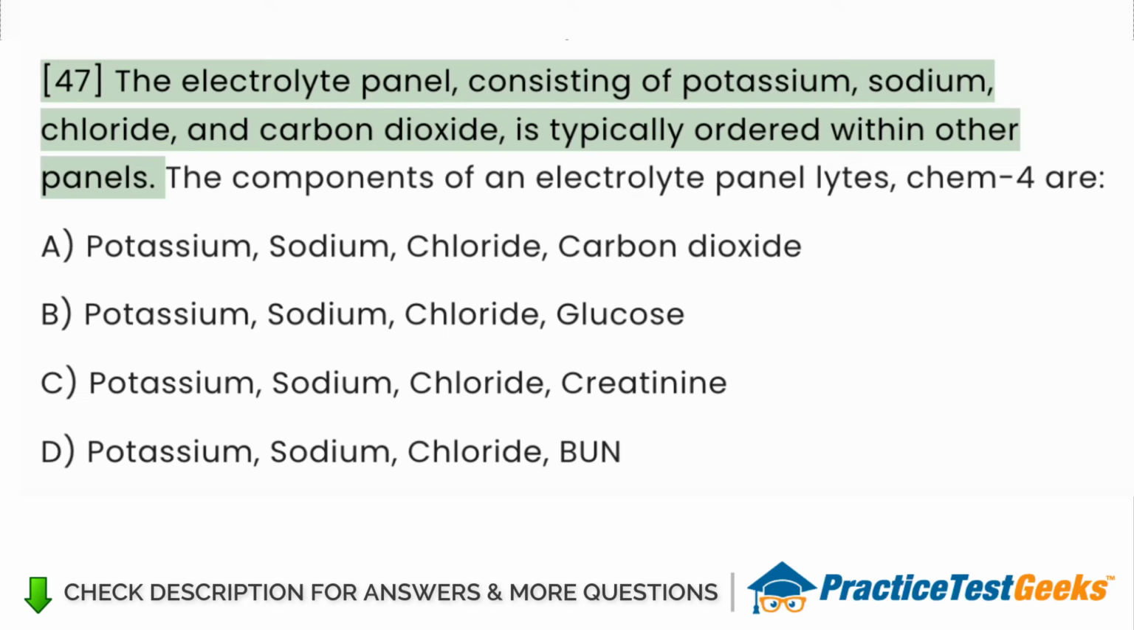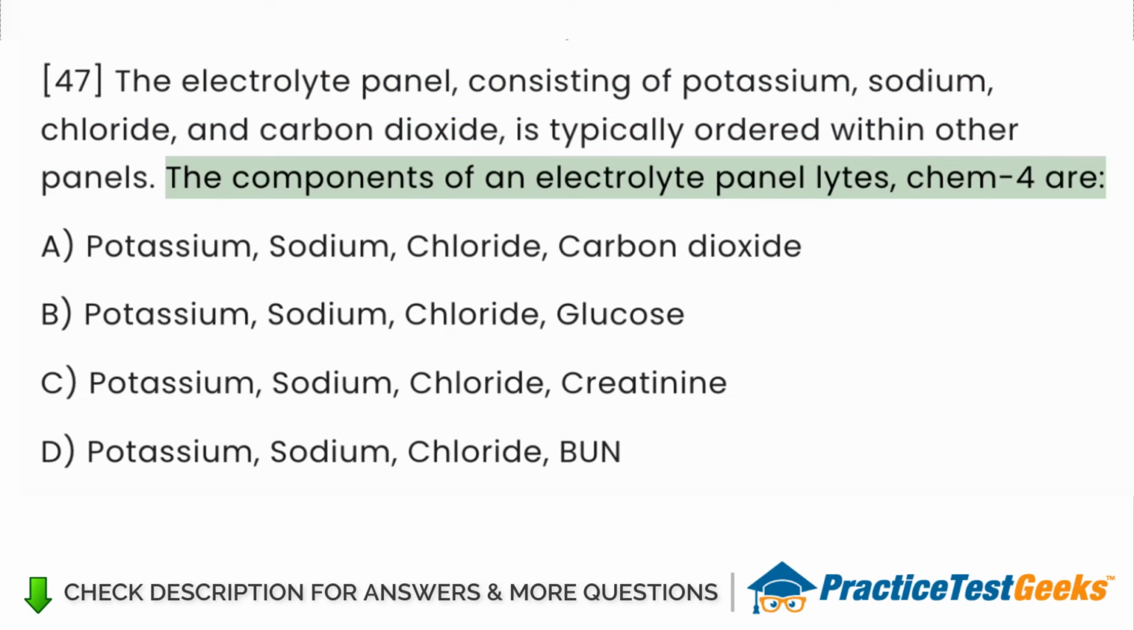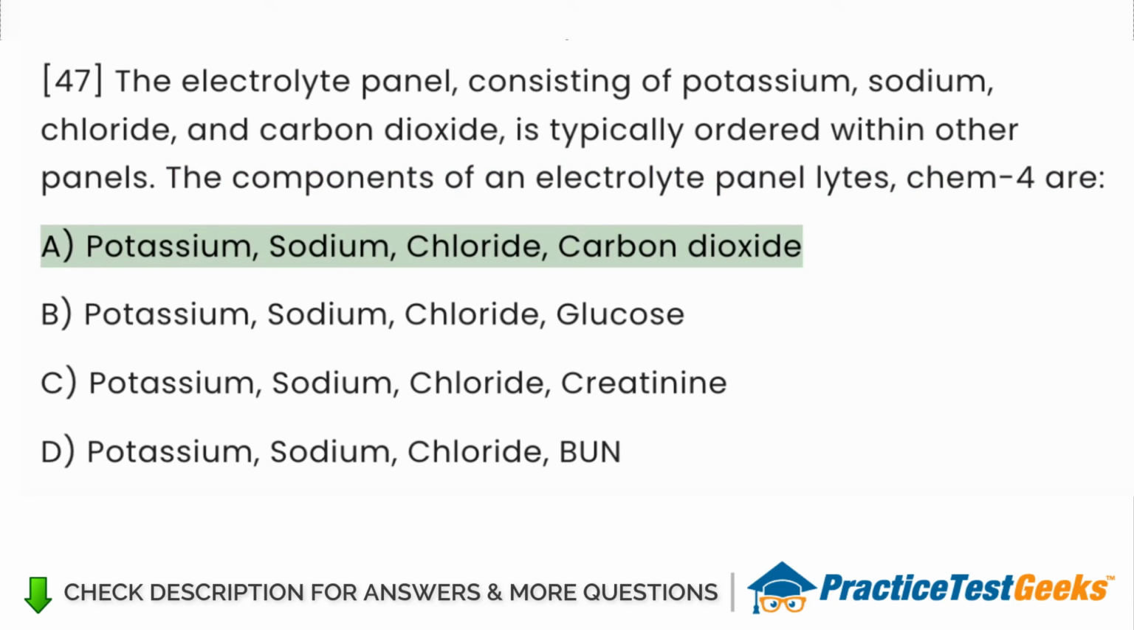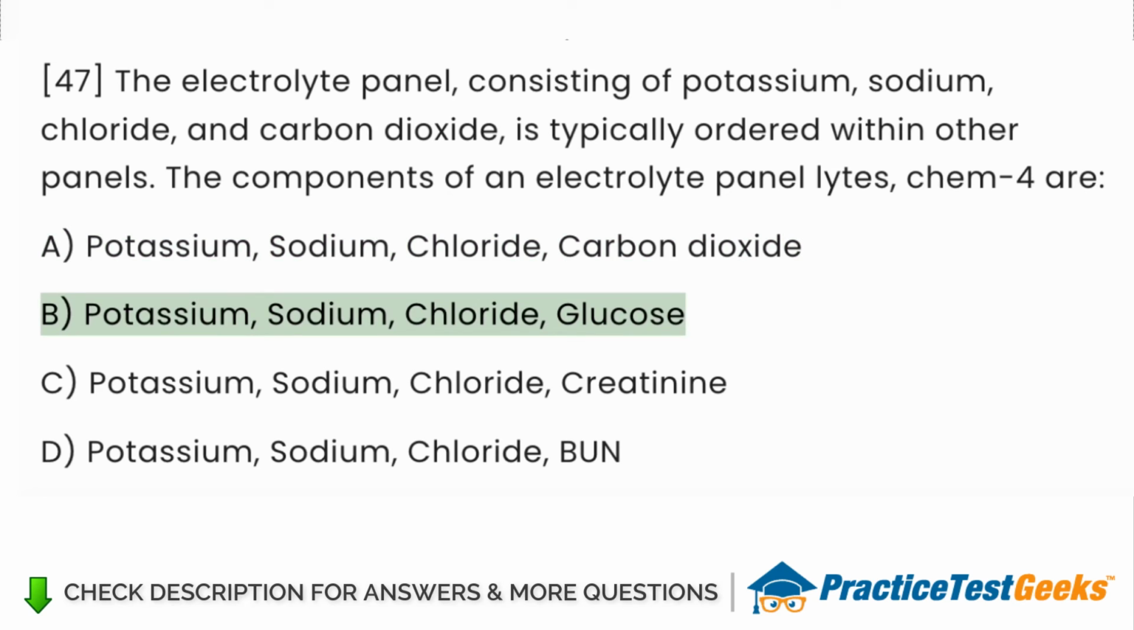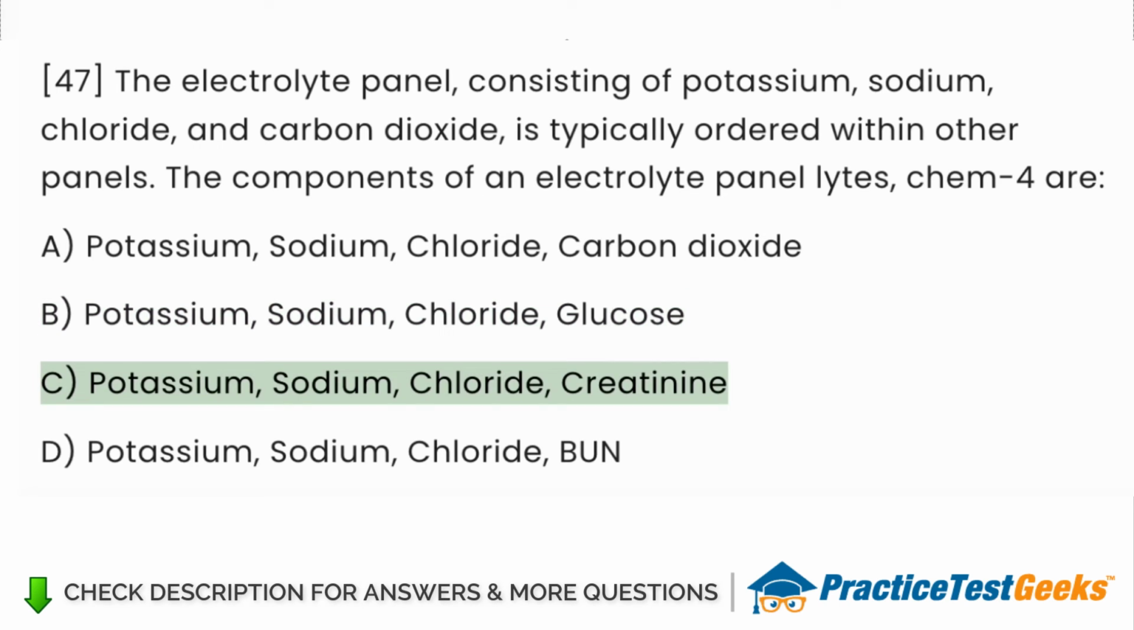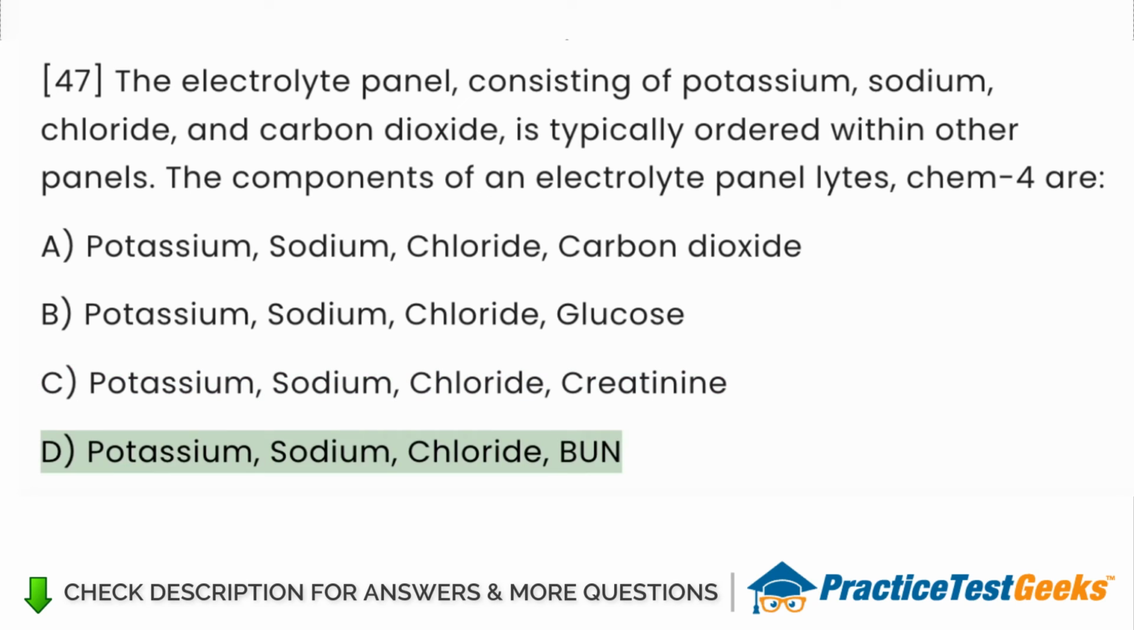The electrolyte panel, consisting of potassium, sodium, chloride, and carbon dioxide, is typically ordered within other panels. The components of an electrolyte panel, also called Chem 4, are A. Potassium, sodium, chloride, carbon dioxide. B. Potassium, sodium, chloride, glucose. C. Potassium, sodium, chloride, creatinine. D. Potassium, sodium, chloride, BUN.